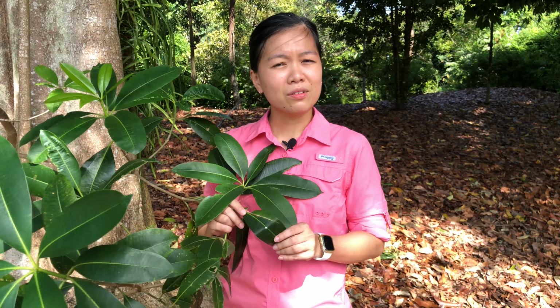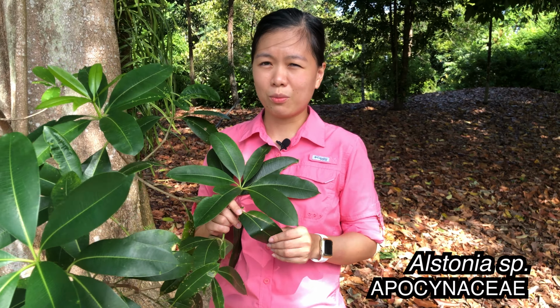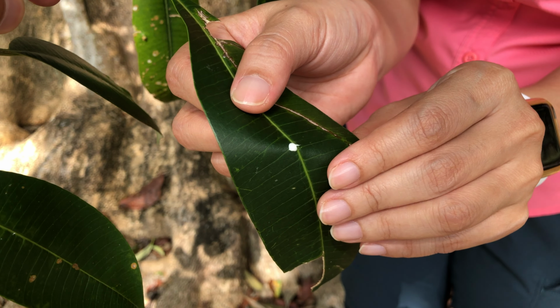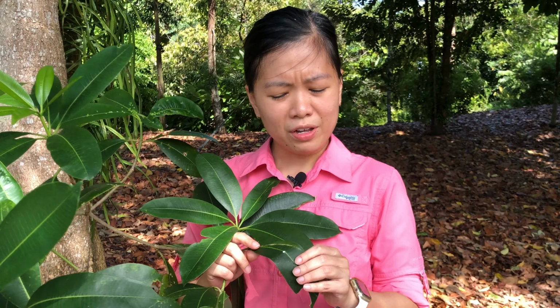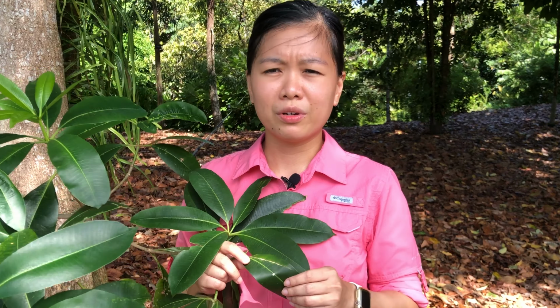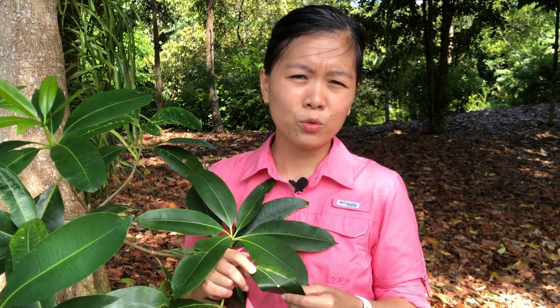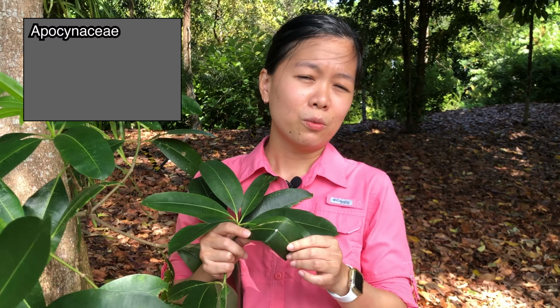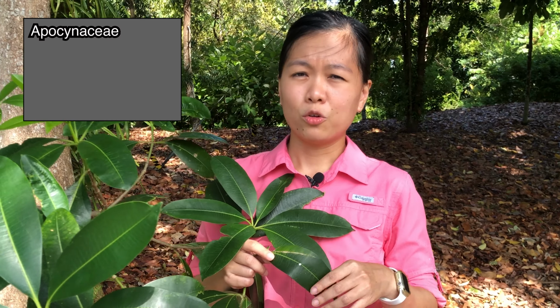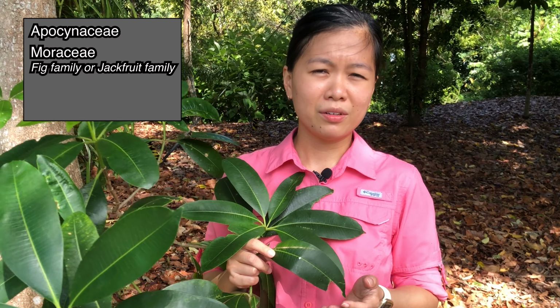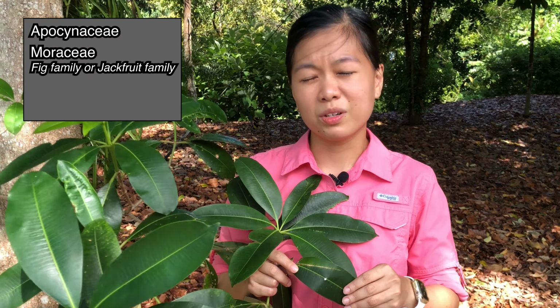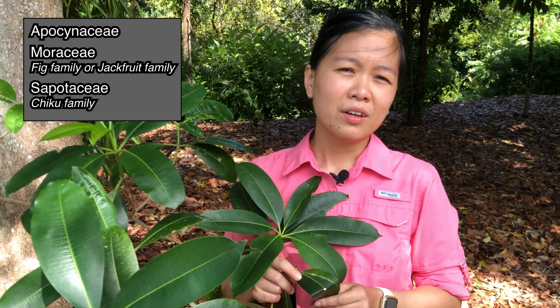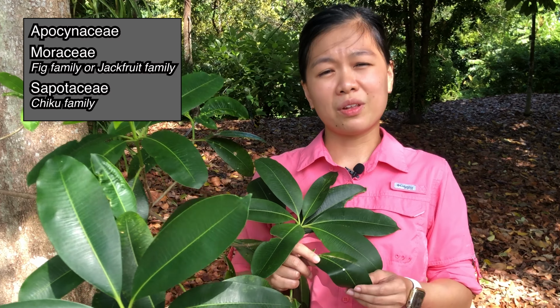This plant here, the Alstonia, exudes white sap when I break the midrib of the leaf. This kind of sap helps us to narrow down which plant family it may belong to. For example, it could be the Apocynaceae, which is what this Alstonia belongs to. It could be the Moraceae, or the fig family and the jackfruit family, or it could be the Sapotaceae, the chiku family, or a few other families that are known to have sap.